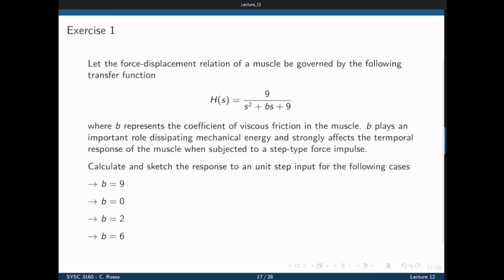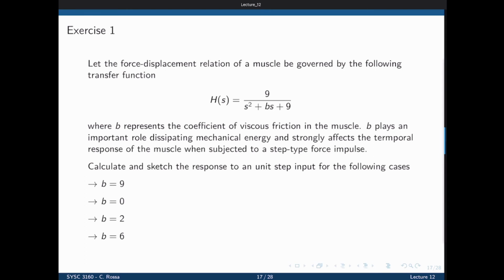What is the damping ratio? 0. Damping ratio will be indeed 0. And what should we expect to see as the time response? An undamped system, meaning that it will always oscillate.